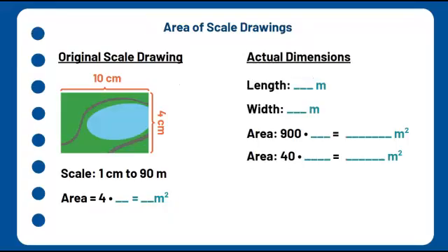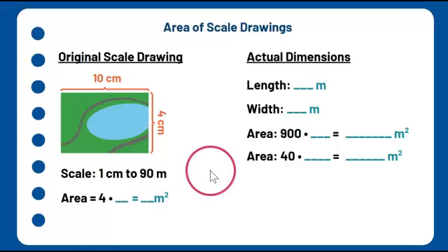Now let's consider the area of scale drawings and the things they represent. Think back to the original scale drawing with a scale of 1 centimeter to 90 meters. We could find the area of the original scale drawing by multiplying the length and the width. This means the area is 40 square centimeters. The scale of this drawing is 1 centimeter to 90 meters. So we might think that we can find the area of the actual park by multiplying 40 times 90.